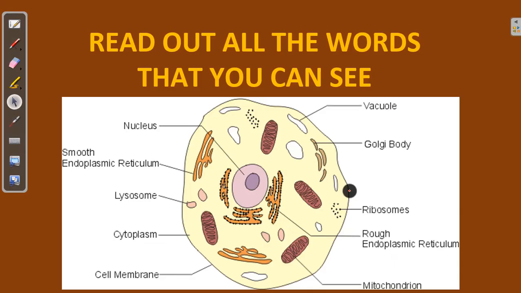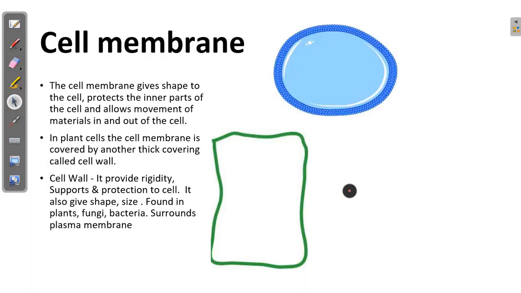Let's move to the second part, which is the cell membrane. Like I said, every cell has a boundary, and that boundary is known as the cell membrane. In animal cells, you also term them as plasma membrane. So the cell membrane is also said to be the plasma membrane. It gives the proper shape, protects the inner part of the cell, and allows the movement of materials in and out of the cell. Right?